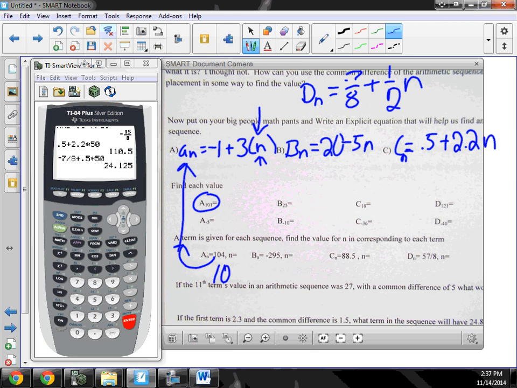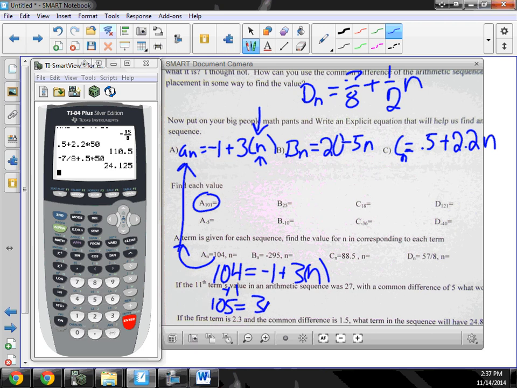So 104 equals negative 1 plus 3n. Add 1. So 105 equals 3n, divide by 3. That's going to be 35. Okay? So that's not too bad.